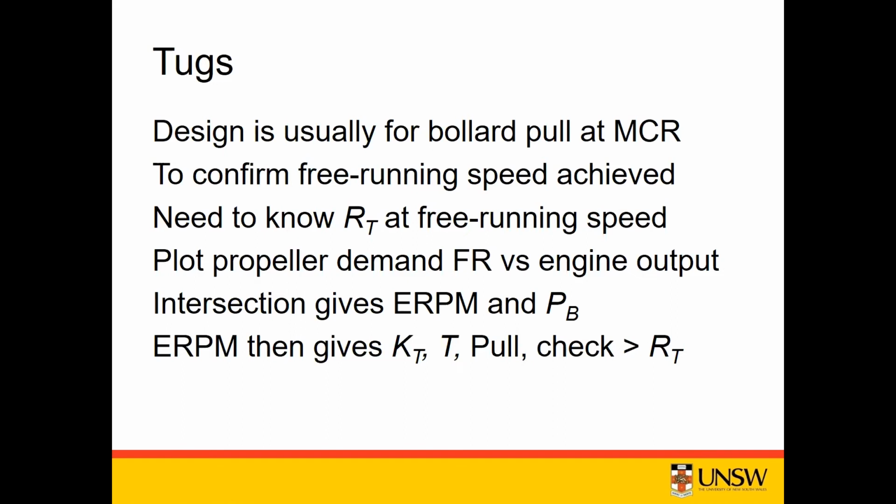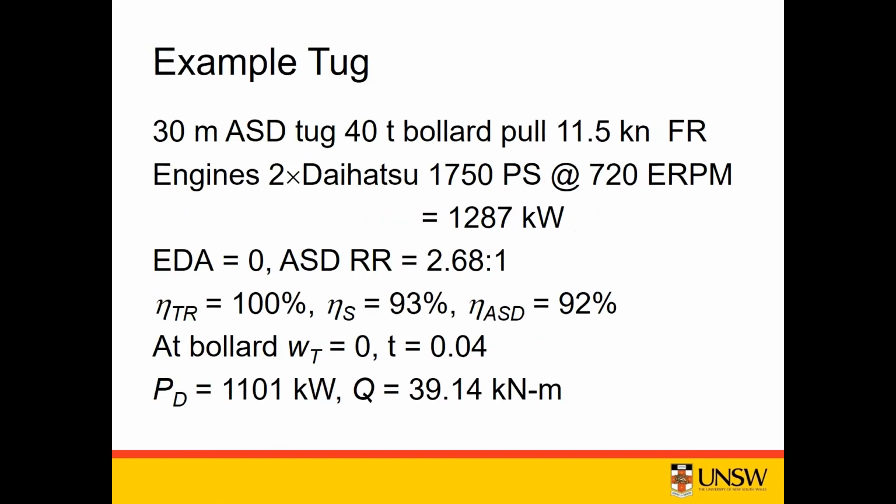We said before, tugs are usually designed for the bollard, and we need to have a look at the performance when we're free running. So we plot the propeller demand free running versus the engine output, and that will give us the engine RPM and the brake power. We then can calculate the KT, typically from the polynomial, which gives us the thrust, the pull, and check that that's greater than the actual resistance of the vessel.